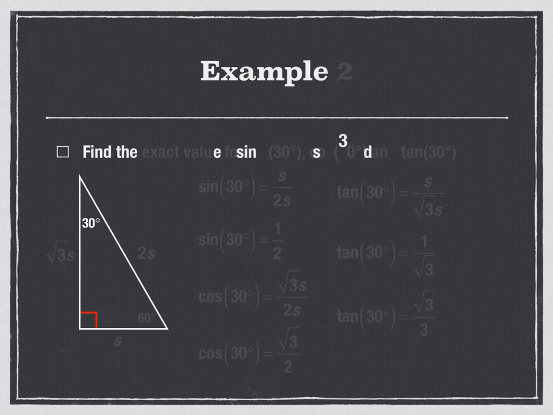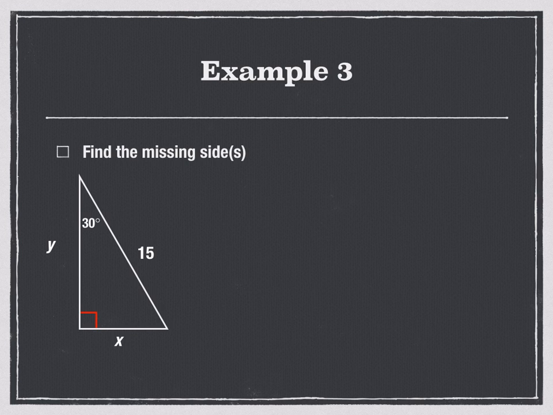So let's move on and let's talk about what we actually use trigonometry for. Trigonometry is basically used for two things at this point, either finding the values for missing sides of a triangle or finding the values for missing angles. So let's start by finding the values for the missing sides.